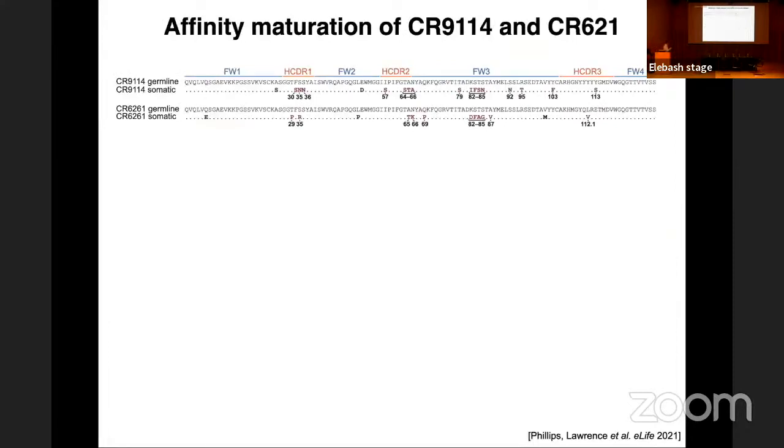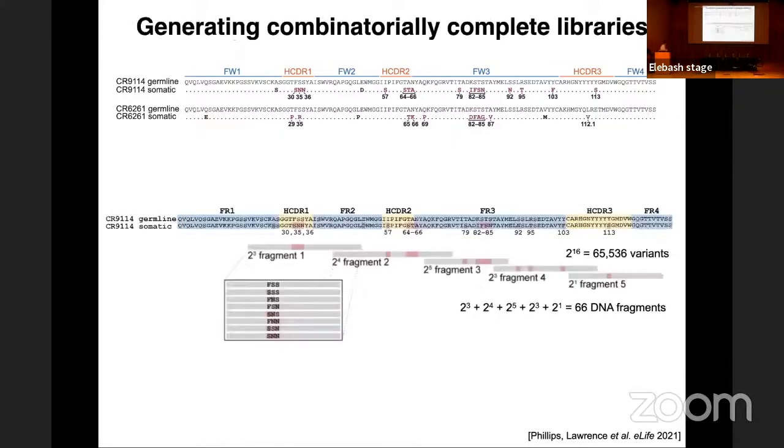So here is the germline sequence. Both CR9114 and 6261 started from very similar, though not exactly the same, germline sequences. Then through that process of hypermutation and selection, CR9114 accumulated 16 mutations in the heavy chain, which are identified here, and 6261 accumulated 11 mutations in the heavy chain here, which I'm going to focus on. For both of these, we made all possible combinations of the 16 or 11 mutations. It's straightforward to do: you make fragments and combinatorially assemble them. And so we produced all of the variants, 2 to the 16 for 9114 and 2 to the 11 for 6261.